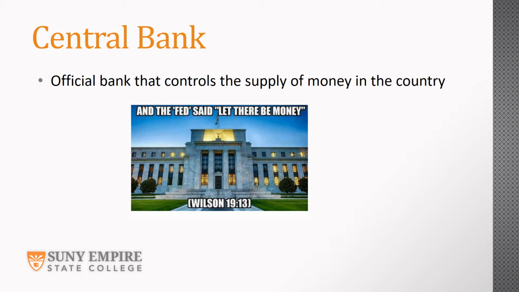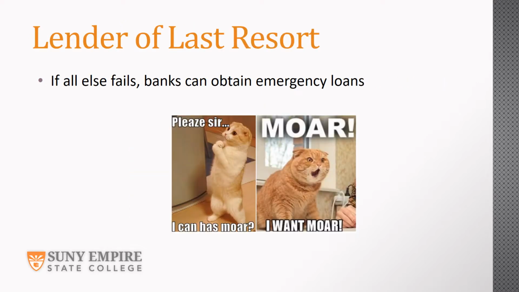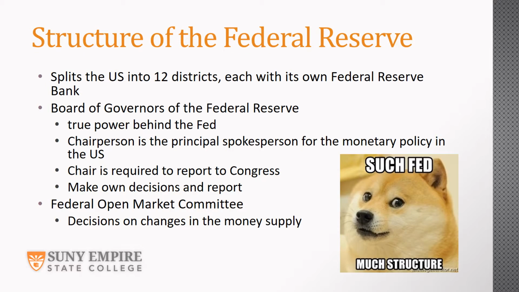The Federal Reserve's primary role is that of a central bank. This is the official bank of the nation that controls the supply of money in the country. The Federal Reserve also acts as a lender of last resort. This means that if local banks lose their money base and reserves, they can obtain emergency loans from the Fed to stay in business. How is the Federal Reserve structured?